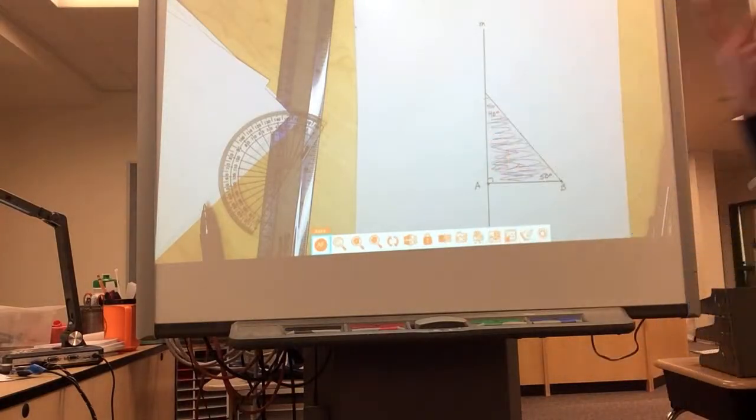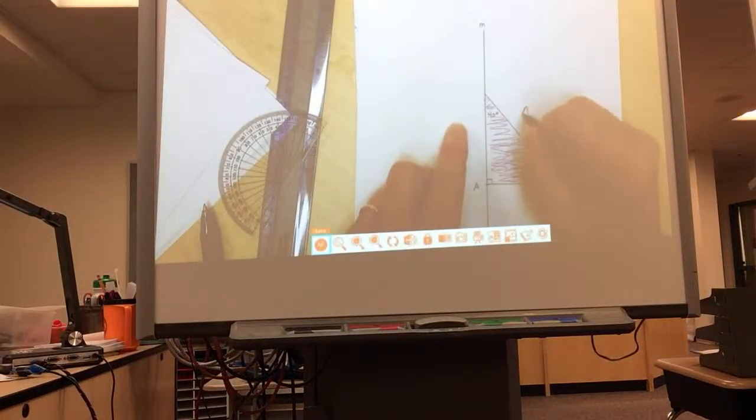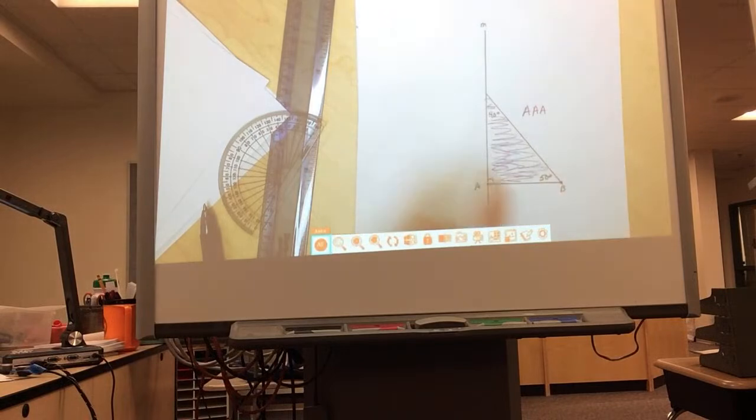That has angle, angle, angle. A, A, A. Capital A. Triple A. So, is this sufficient? No. Make note of that. Angle is not a sufficient condition. It's sufficient for similarity, but we don't care about similarity right now. We can care about congruence, because we want to be able to say something is the same size and shape, not just the same angle.